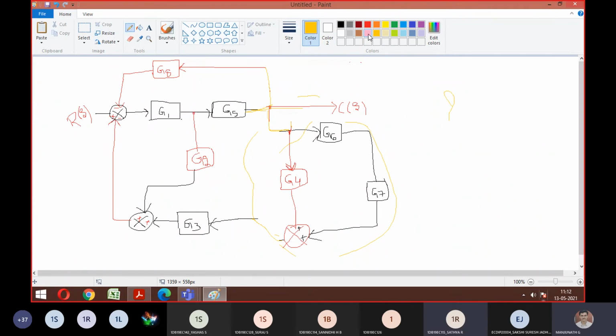G6, G7. Good. So G6, G7 are in which condition? Cascade. Good. So these two become G6 into G7. Okay? So these two become one block. So completely I can reduce it to one block. After that, parallel. Good. G4 and G6. So G4 is parallel with G6, G7, with this combination.